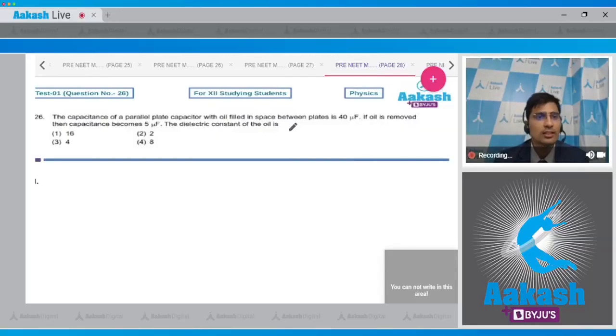Question 26 says the capacitance of a parallel plate capacitor with oil filled in the space between the plates is 40 microfarad. If the oil is removed, then the capacitance becomes 5 microfarad. The dielectric constant of the oil is.